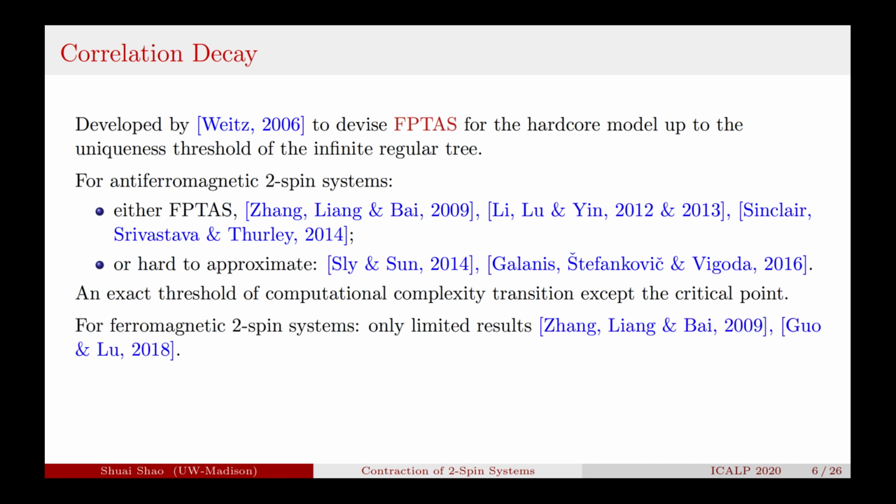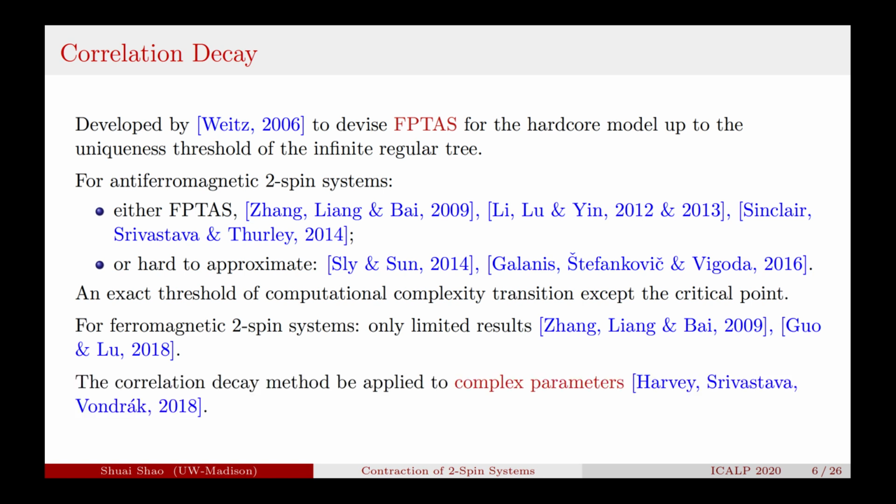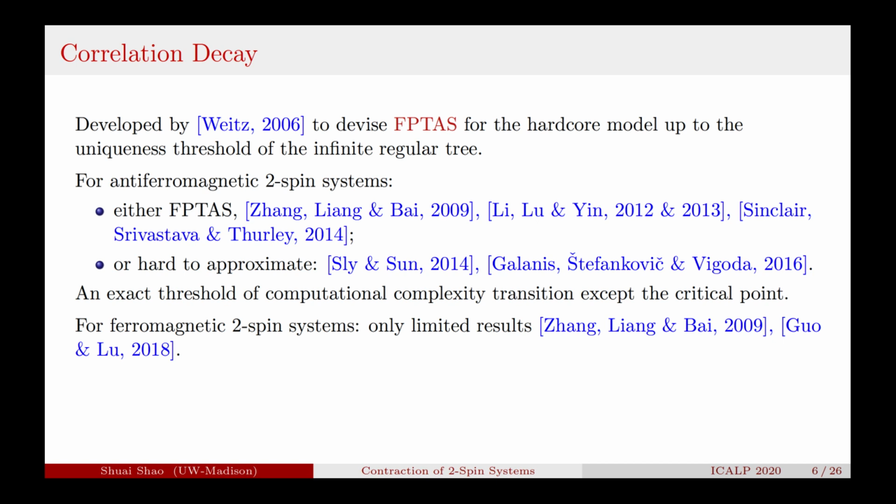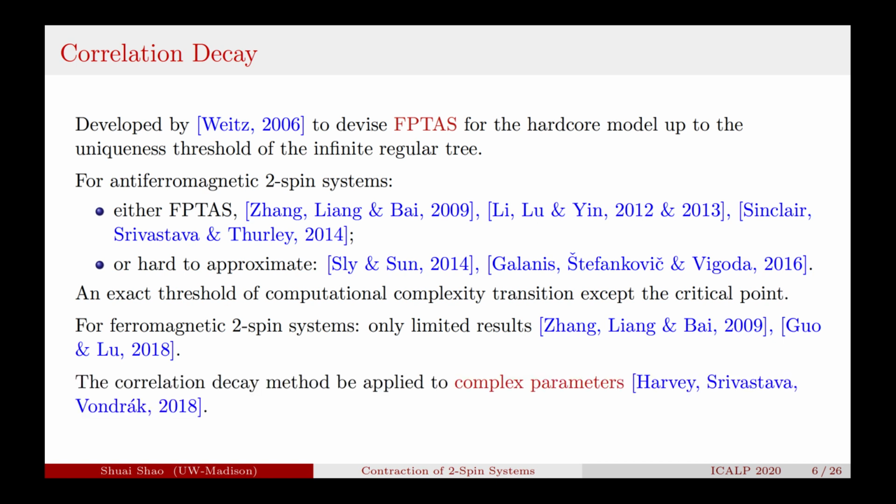However, for ferromagnetic two-spin systems, there are only limited results. And although the above FPTAS results are obtained for two-spin systems with real parameters with correlation decay, the correlation decay technique can be applied to complex parameters.